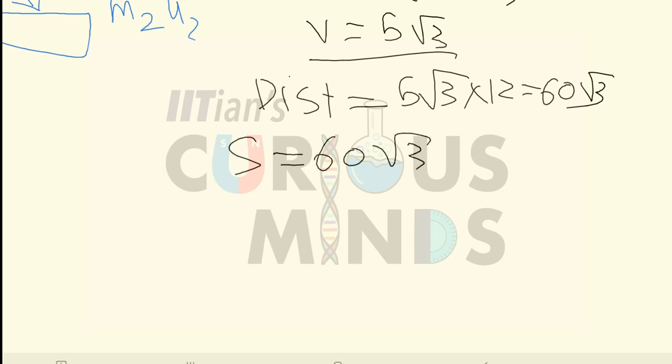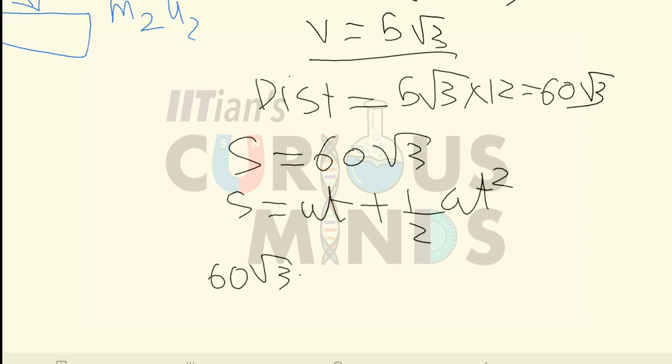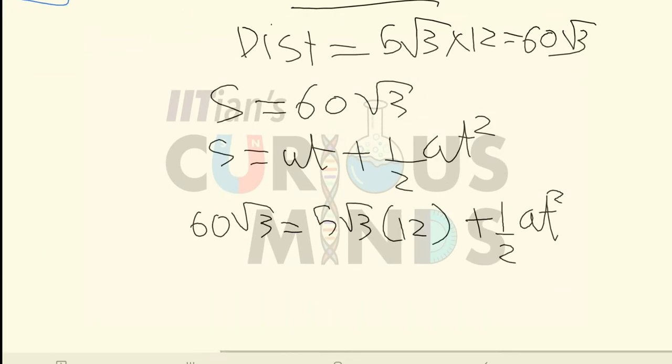Let us find out the acceleration, because the acceleration is given as constant. We will use the formula s is equal to ut plus half at square. In this case, s is equal to 60 root 3. Initial velocity was 5 root 3. The time taken was 12 seconds, the same 12 seconds for the second cannon to hit, plus half at square. If you calculate this value, 5 root 3 into 12 is 60 root 3, so it will come out to be 0.